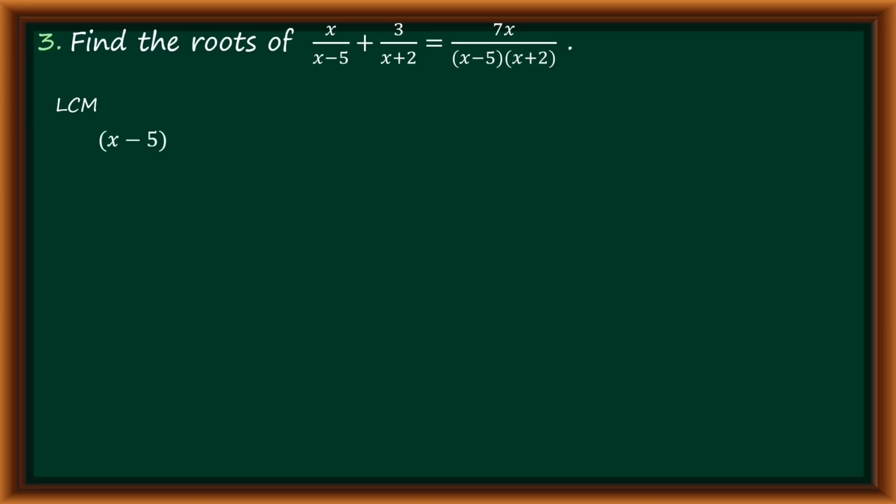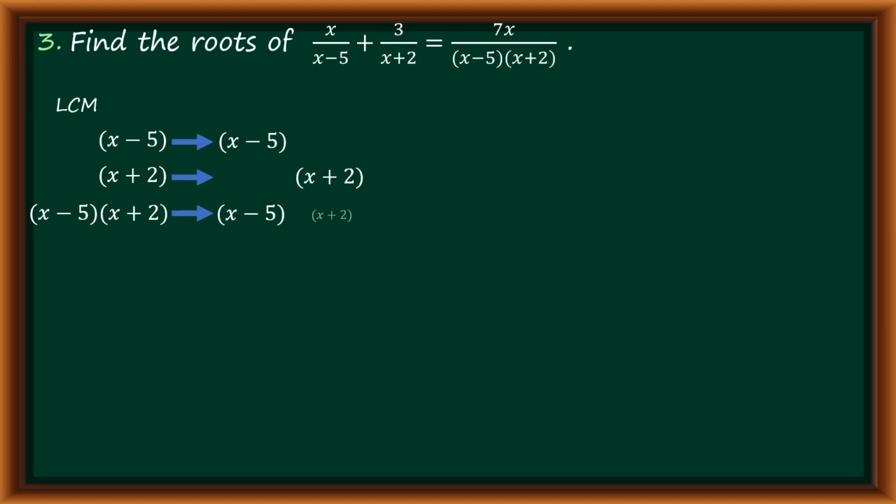For x minus 5, the prime factor is x minus 5. For x plus 2, the prime factor is x plus 2. For the quantity x minus 5 times the quantity x plus 2, the prime factors are the quantity x minus 5 times the quantity x plus 2. To get the LCM, we need to get the product of the quantity x minus 5 times the quantity x plus 2. So that will be our LCM, quantity x minus 5 times the quantity x plus 2.